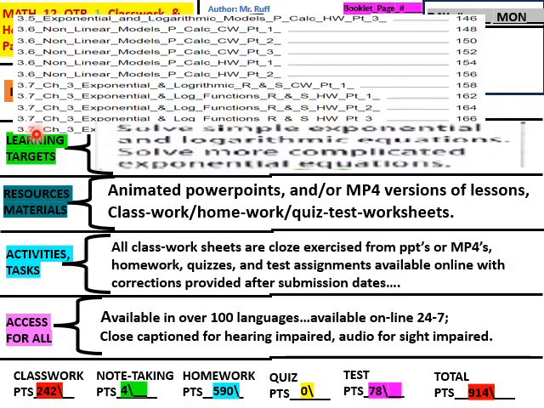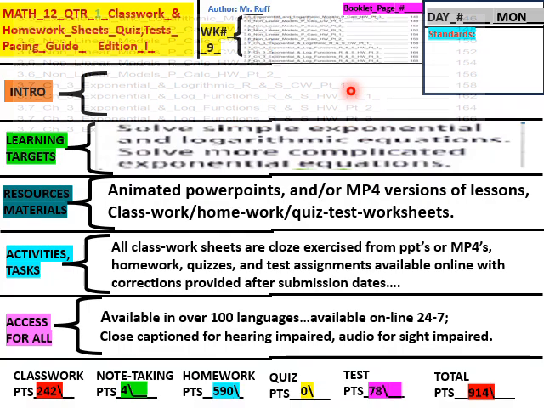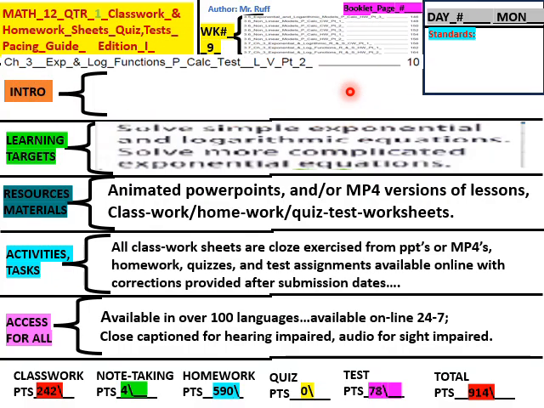And then chapter 3, I think it's homework part 4. So there's homework part 4 here, and we have our test. We have the test that finishes out the quarter 1 here, which is chapter 3 exponential and log functions, test part 2. That's your final test.